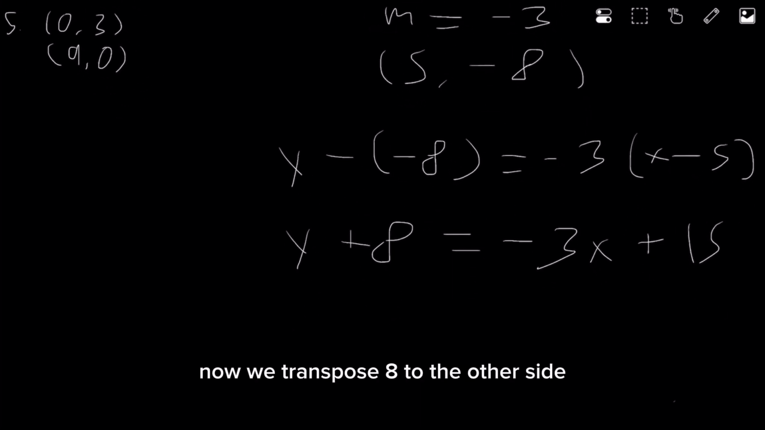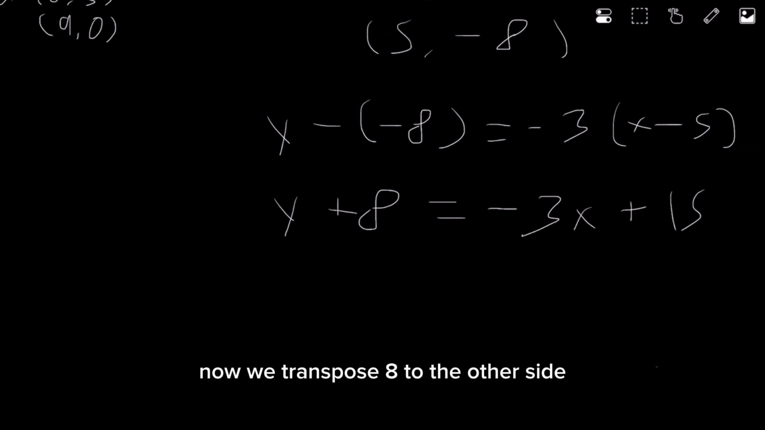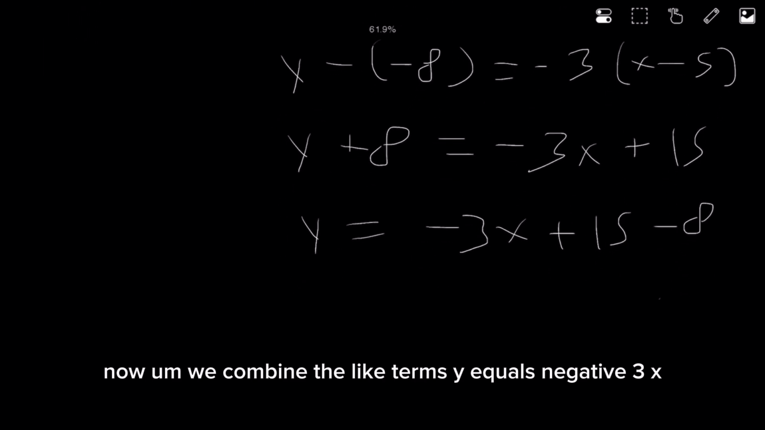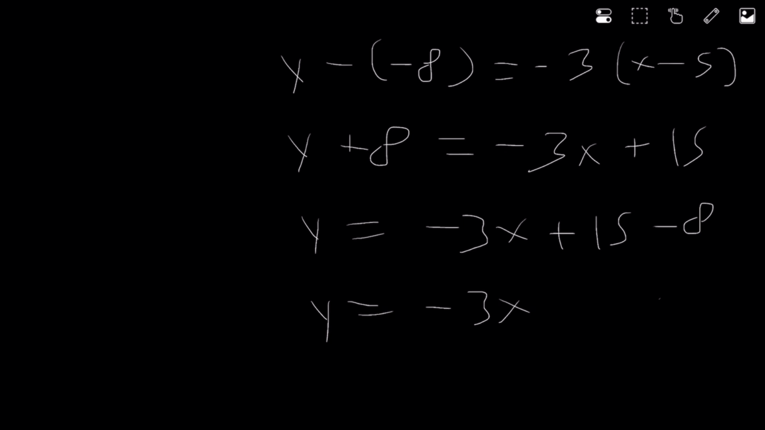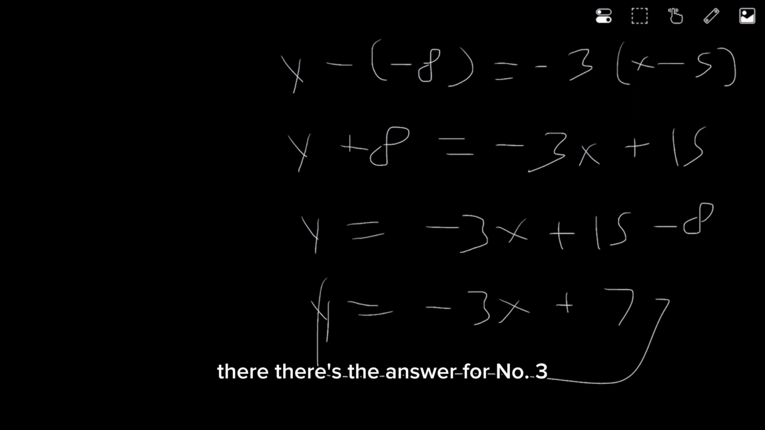Now we transpose 8 to the other side, giving us negative 3x plus 15 minus 8. Now we combine the like terms. y equals negative 3x, and 15 minus 8 is 7. There's the answer for number 3.